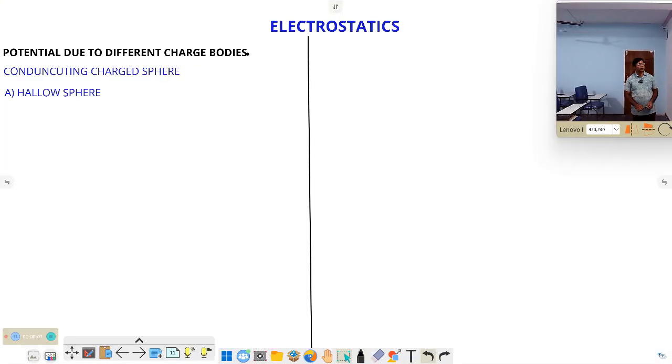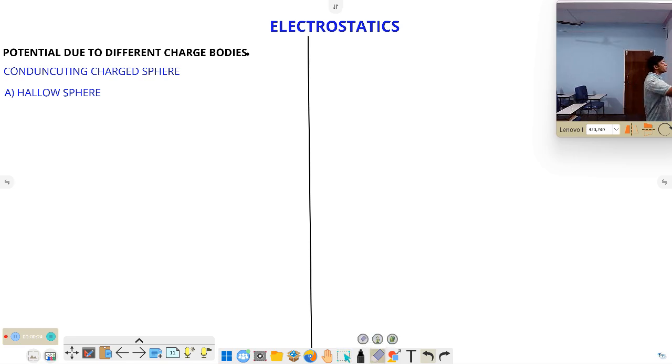Hello students, today we are going to discuss the topic of potential due to different charged bodies, because last class we completed the potential concept and potential energy concept, and the electric field and potential relation concept is over. Now we are going to discuss potential due to different charged bodies, and derive the potential equations.